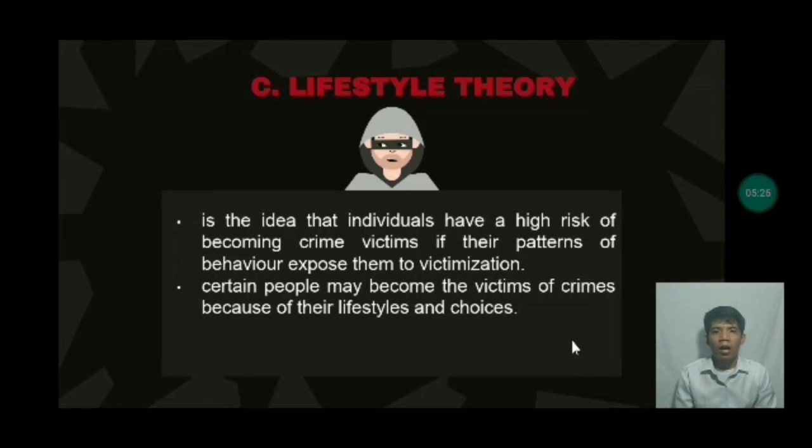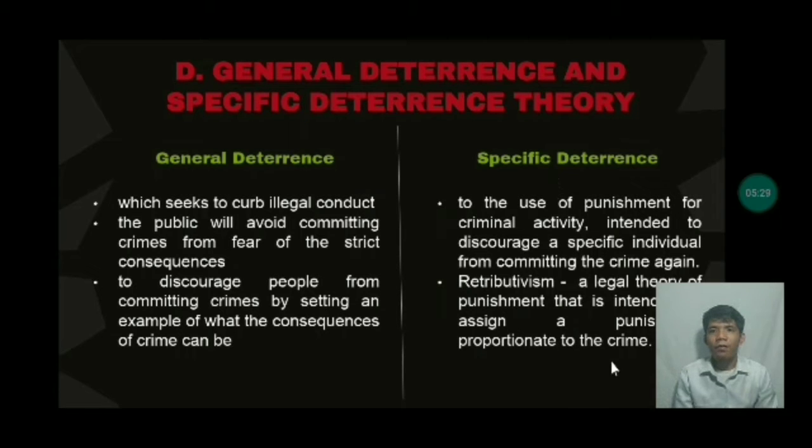So, mao na siya ang lifestyle theory. And also, under the classical theory, we have general deterrence and specific deterrence. General deterrence seeks to curb illegal conduct; the public will avoid committing crimes from fear of the strict consequences. To discourage people from committing crime by setting an example of what the consequences of a crime can be. So, general deterrence is mag-impose og punishment to the public in order for them to be discouraged from doing the crime because of the consequences na gihatag.